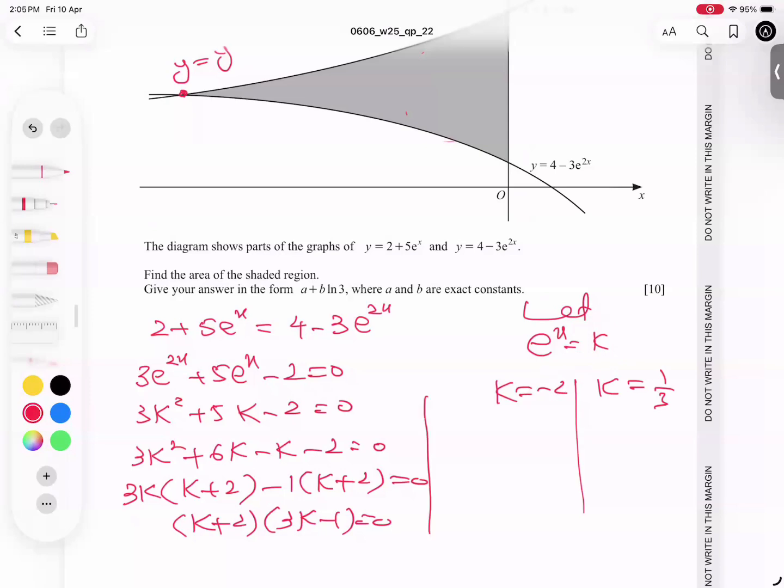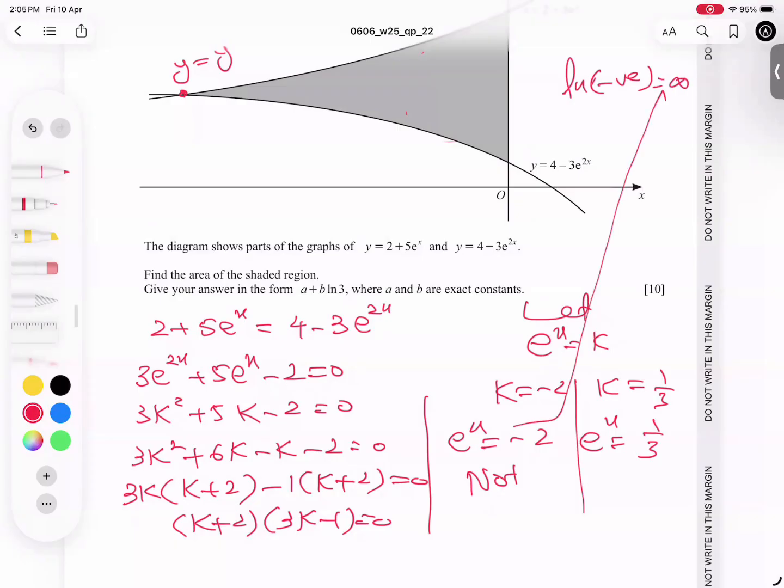e to the power x is equal to negative 2, and here 1 over 3. If I take a log of both sides, but why do I take a logarithm? Because I need to bring the power down. So when I take the log of the right-hand side, it is not possible, because the log of a negative value is not defined, and that is why it is not possible.